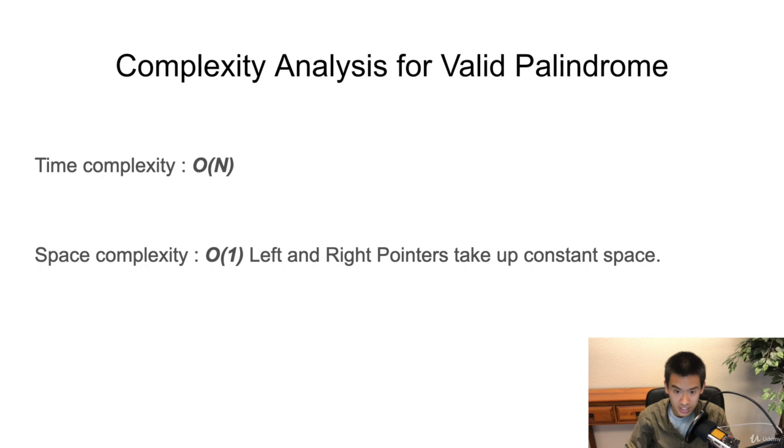So what is the complexity analysis for valid palindrome? Time complexity is O(n), linear time complexity, and space complexity is O(1), or constant space complexity, because our left and right pointers take up constant space.